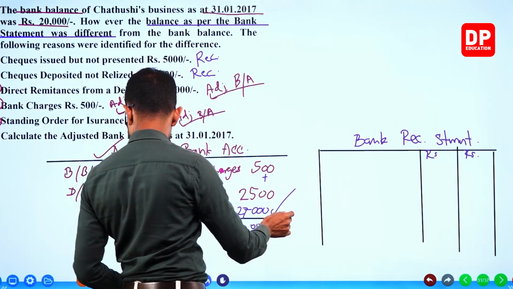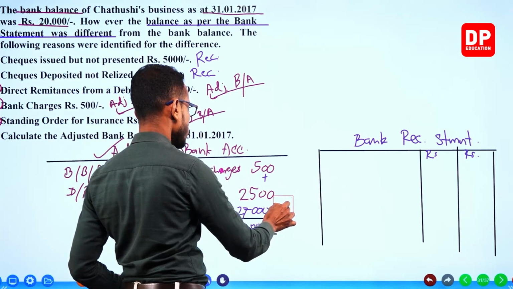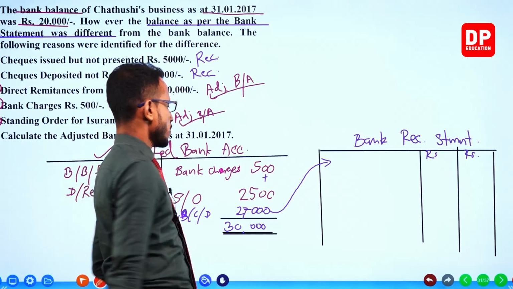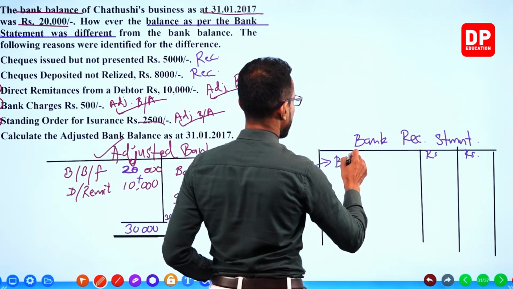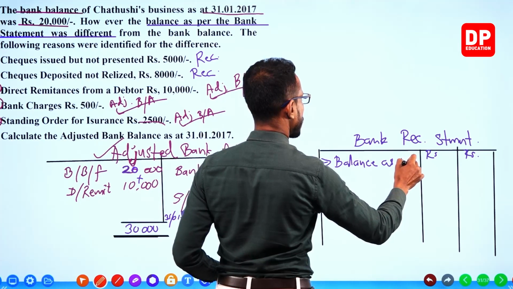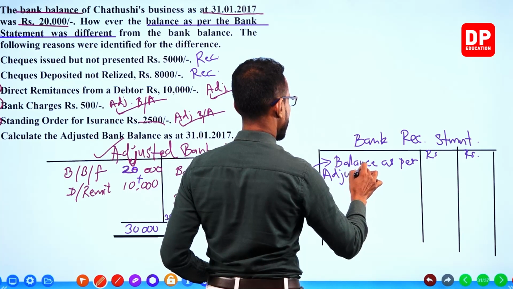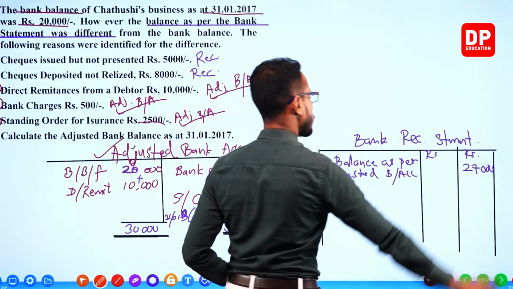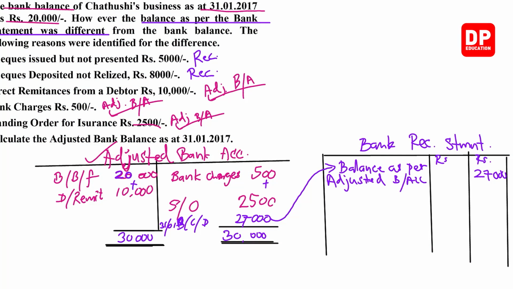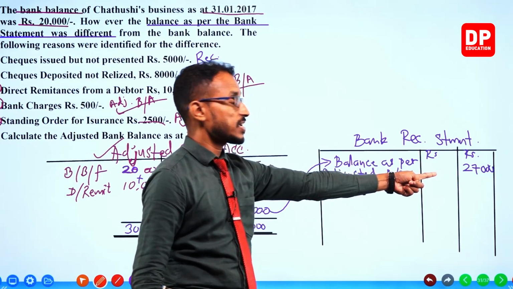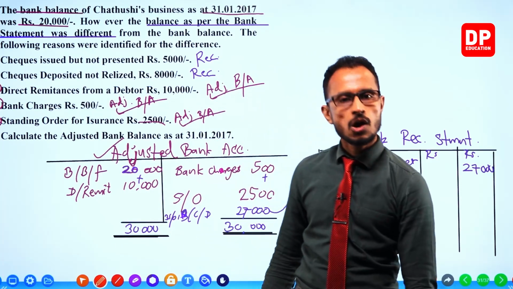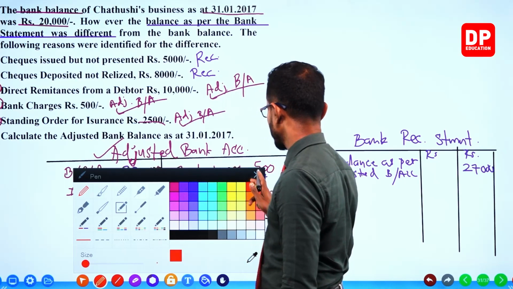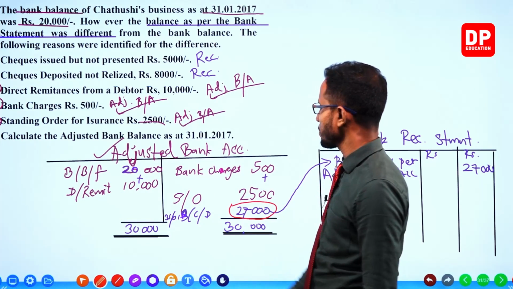Take the adjusted bank balance to the bank rec and you write balance as per adjusted bank account, 27,000. Adjusted bank balance in the bank reconciliation statement on top. Now what we have to do is reconcile. How to reconcile? Now we have this. This is the adjusted bank account balance.